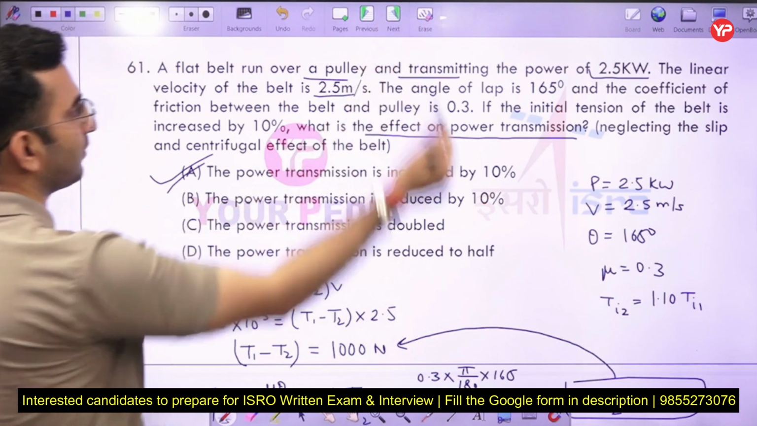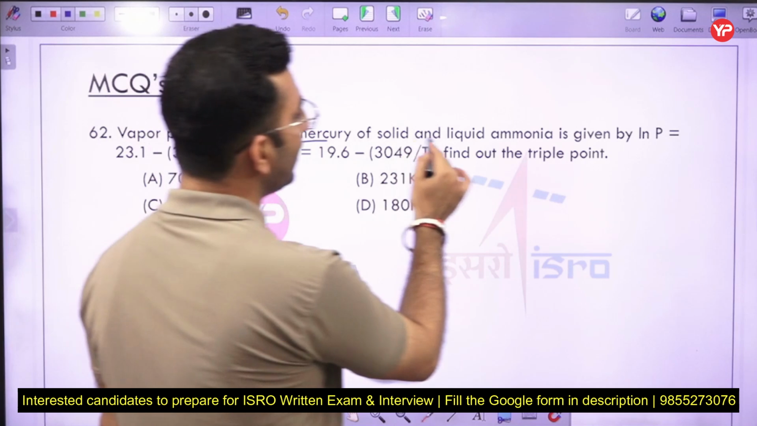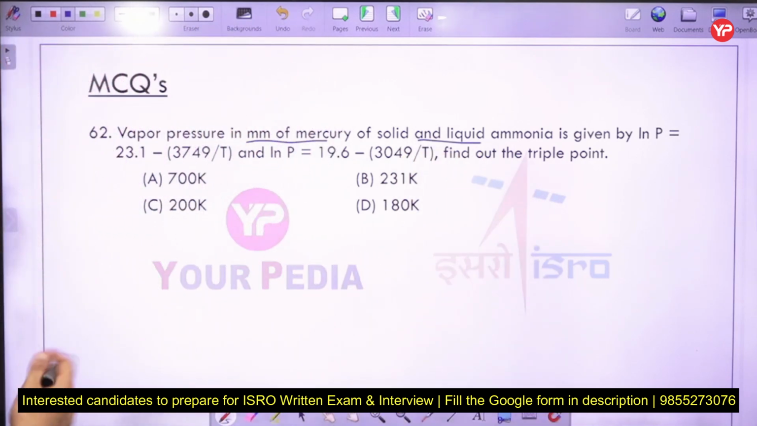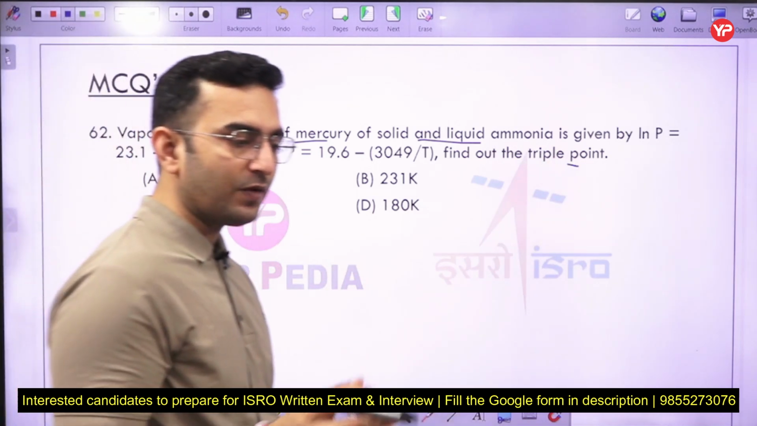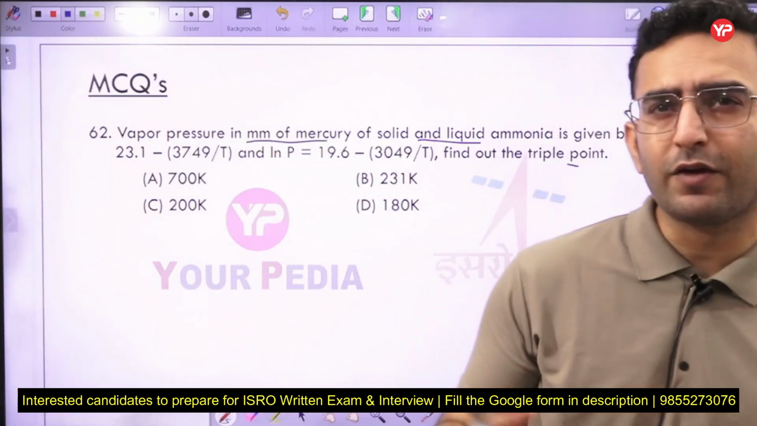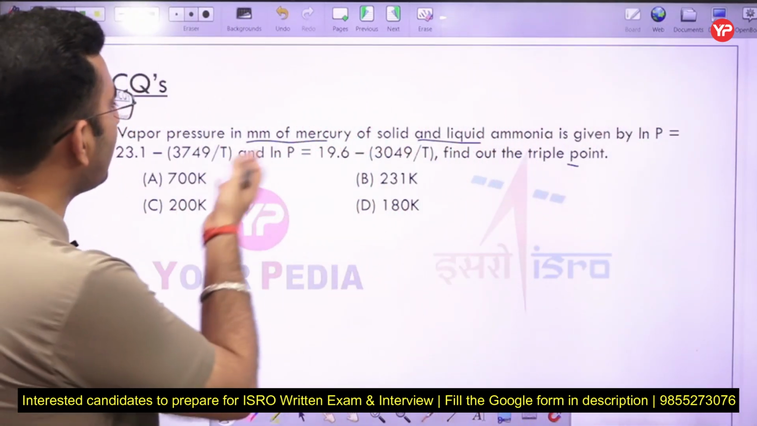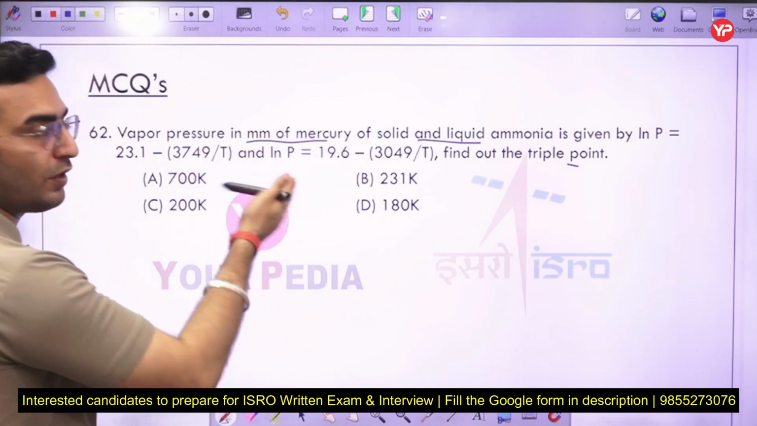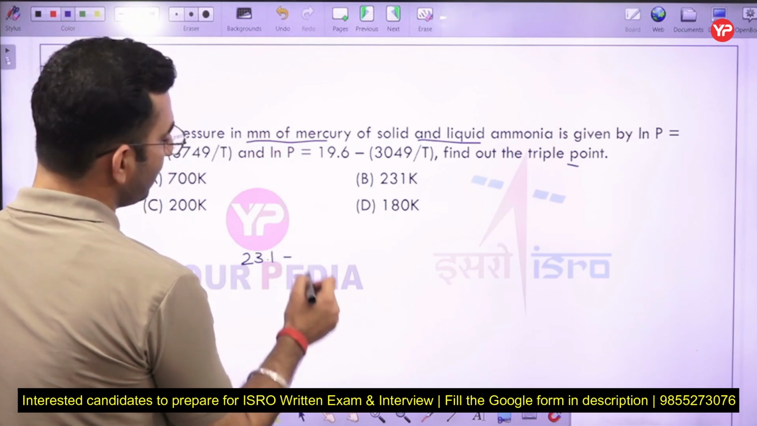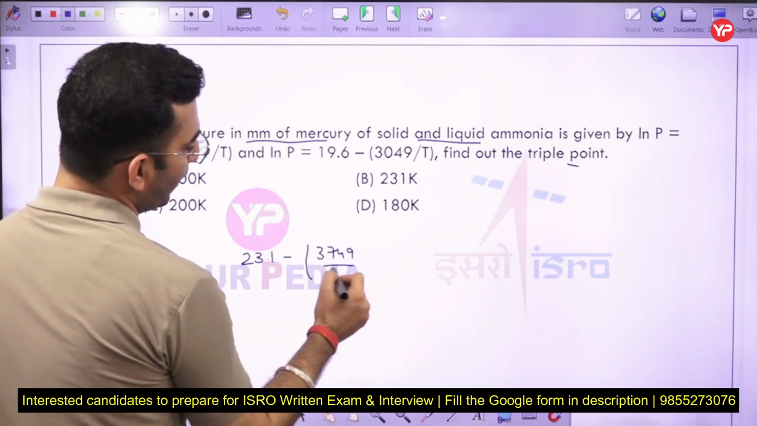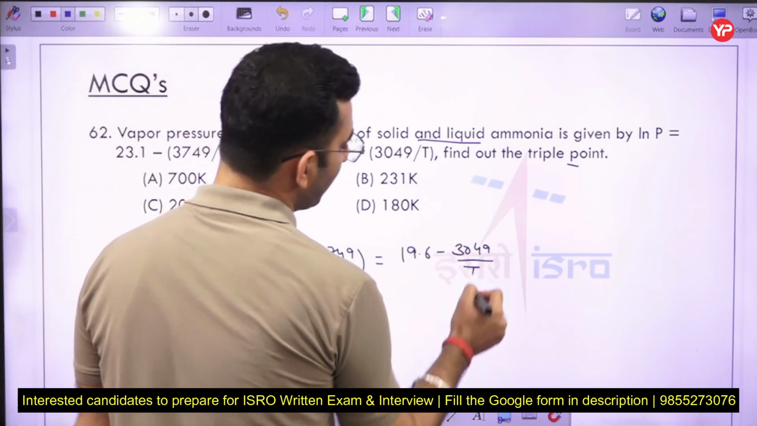Next question: vapor pressure in millimeter of mercury of a solid and a liquid ammonia is given here. ln P equal to something is given for each. Find out the triple point. So basically the triple point is a point where the solid, liquid and vapor phases coexist with each other, and the values of pressure and temperature are going to be fixed here. So I can say the vapor pressure at the triple point in the solid phase and the liquid phase are going to remain the same. Therefore I can say 23.1 minus 3749 upon temperature is going to be equal to 19.6 minus 3049 upon temperature.